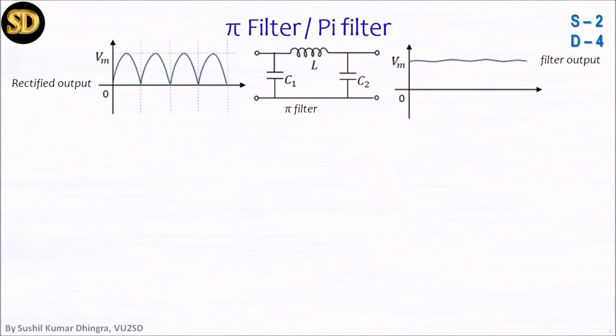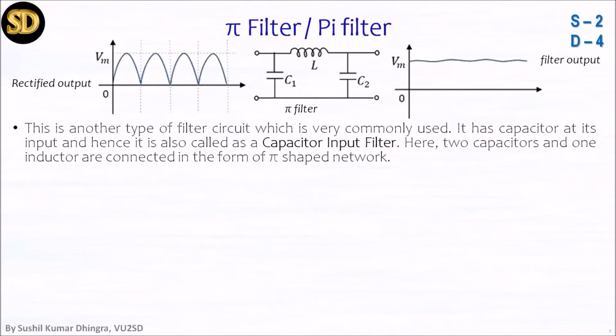Going on, now I am using three components, two capacitors and an inductor, and making a circuit like you can see on your screen. This is called a pi filter. This is another type of filter which is very commonly used. It has a capacitor at its input, and hence it is also called a capacitor input filter. Here two capacitors and one inductor are connected in the form of a pi.